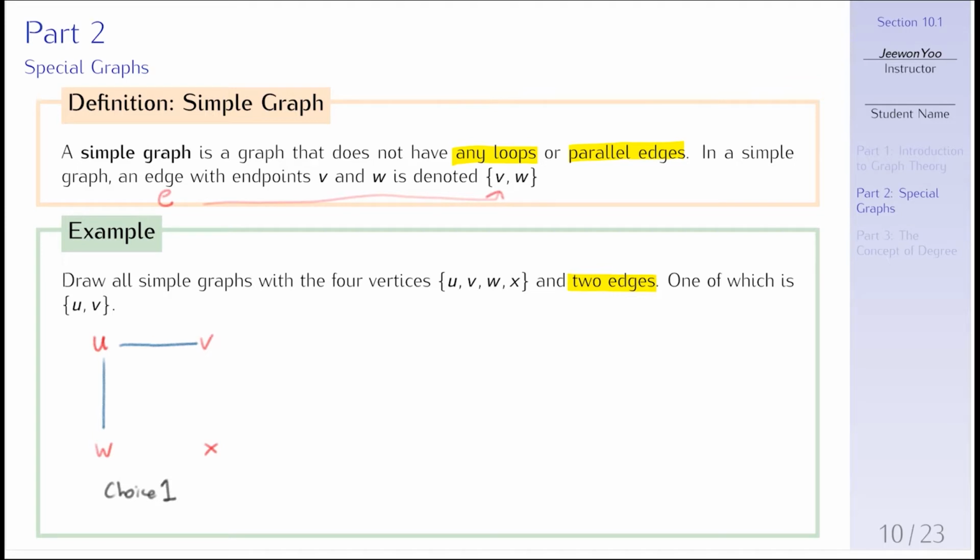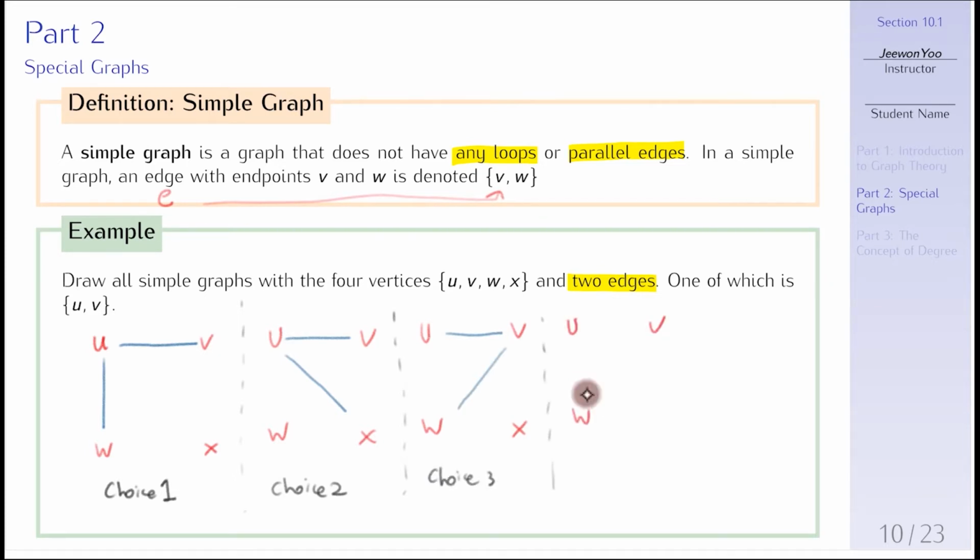And another simple graph drawing given this constraint is this. Maybe this time we can connect, instead of to W, we can connect U and X together. Of course, everyone, this is a simple graph. That means we should not have any loops or parallel edges. So far these 2 graphs are fine. This time, let's connect V and W together. And the fourth one is when we connect V and X together.